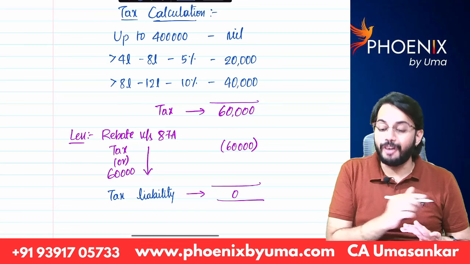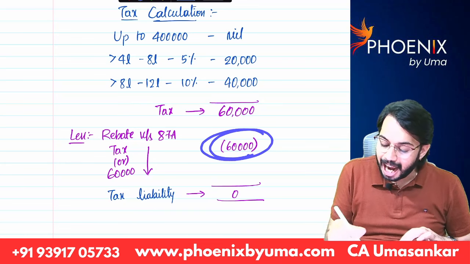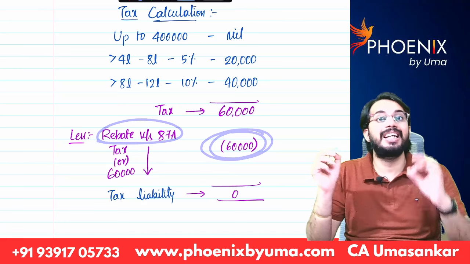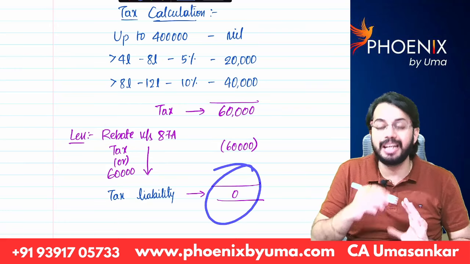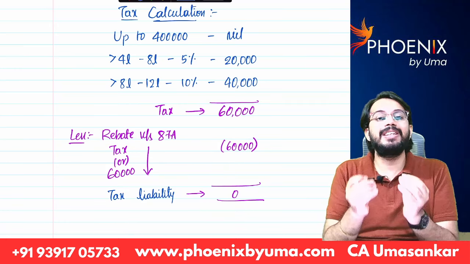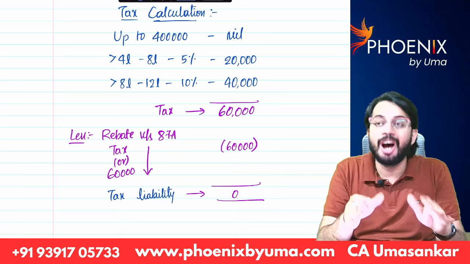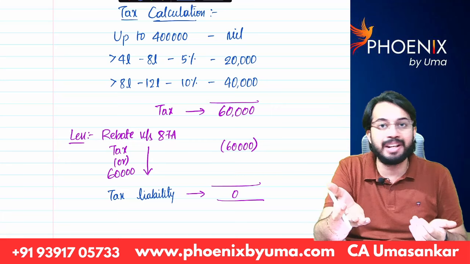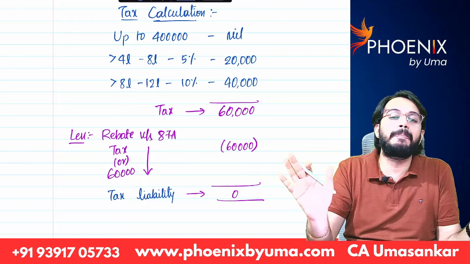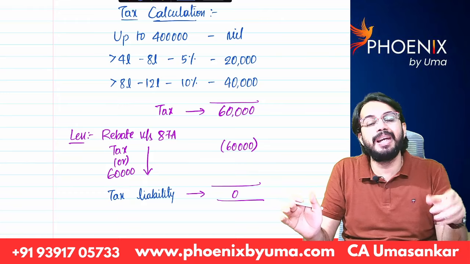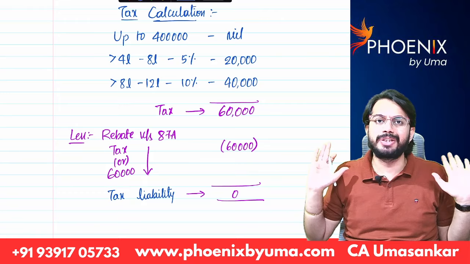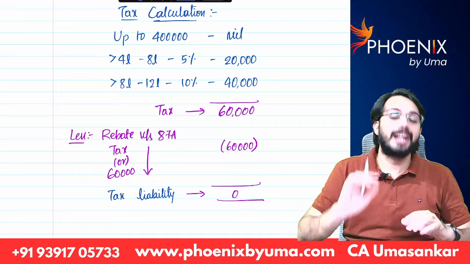60,000 rupees. Whatever the tax liability is, the entire tax liability is given as rebate and his net tax liability is zero. So if his total income is up to 12 lakhs, or his salary is up to 12 lakhs 75,000, he is not required to pay any tax. His tax liability will be zero. Till here you understood, right? The real problem comes now.